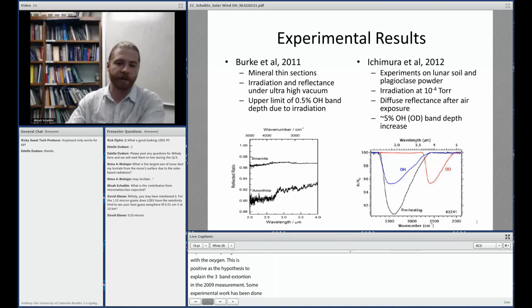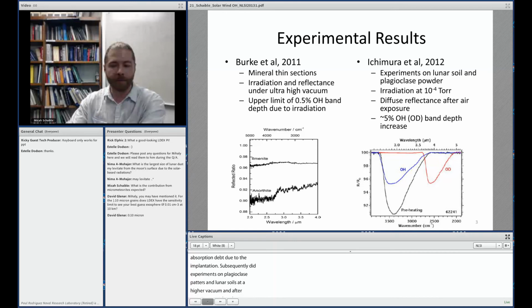Some experimental work has been done on this already. Burke et al. in 2011 did experiments on terrestrial thin sections using ultra-high vacuum and irradiating the minerals with H2+ and H+ ions. And they set an upper limit of 0.5% absorption depth due to the implantation. Ichimura et al. subsequently did experiments on plagioclase powders and lunar soils at a higher vacuum and after exposure to air, but they saw up to a 5% increase in the band depth.